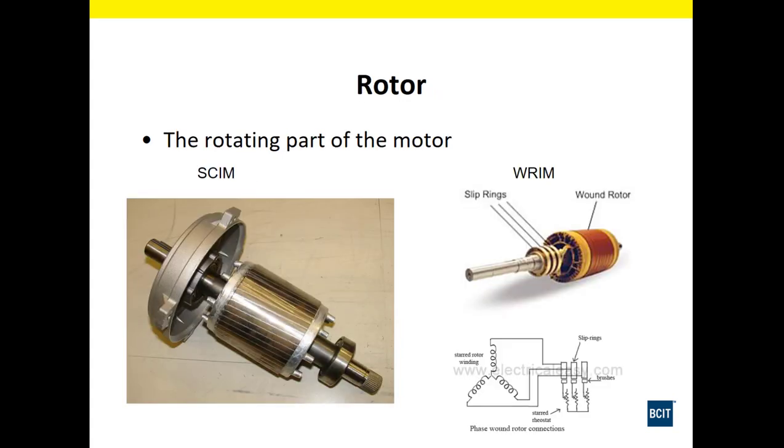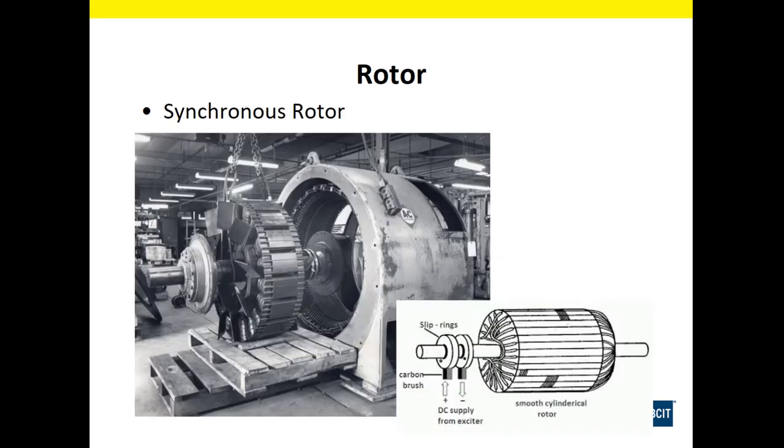Now we have the rotor. It's the rotating part of the motor. On the left here we have the rotor for a squirrel cage induction motor, and on the right we have the rotor for a wound rotor induction motor. The main difference between the two is the wound rotor actually has windings wound in the rotor here that are brought out to slip rings. We're going to talk about this in a little more detail later on. Here we have a synchronous motor rotor. Now, the main difference with this synchronous motor rotor and the others is that this rotor has an external DC supply brought into it through slip rings, shown in the diagram in the bottom right.